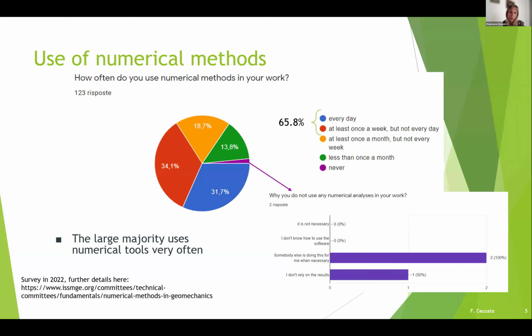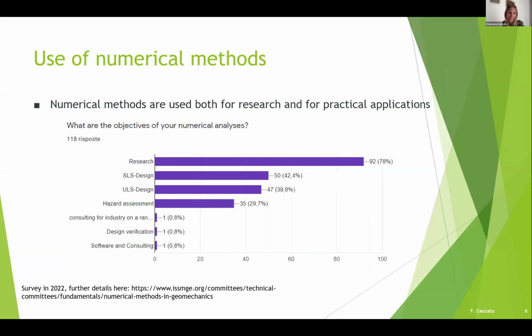For example, 2 years ago, we circulated a survey among the members of all the TCs of ISSMGE, asking how often do you use numerical methods in your work? And more than 65% of the people say that they use it every day or at least once a week. There were only 3 people saying that they never use numerical methods. And when we asked them why, two people say because somebody else is doing that for me, or one says that he doesn't rely on the results. So it means that this 4 people, Francesca, you can add one more. You, yes. So probably these people don't use the method, but the result. I'm joking. I'm not doing it myself, but we check the results. Yes. Which is what we expected, more or less.